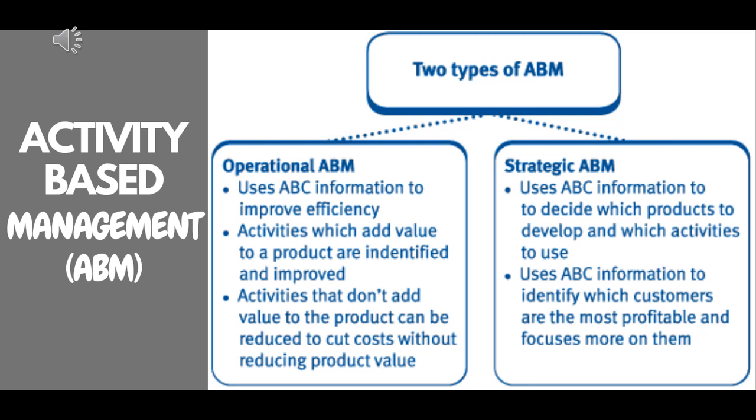The operational ABM is the one that focuses upon improving the efficiency that the organization has, improving the value the product adds, and elimination of inefficiencies. That's what it does. But the strategic ABM is used for bigger purposes: deciding which products to continue, which products not to continue, which specific customers to continue dealing with, and which specific customers to not continue dealing with. I mean, which are the ones to be discontinued.